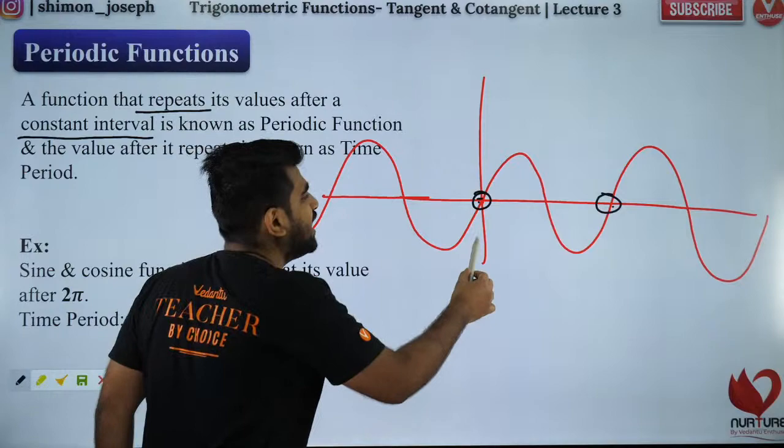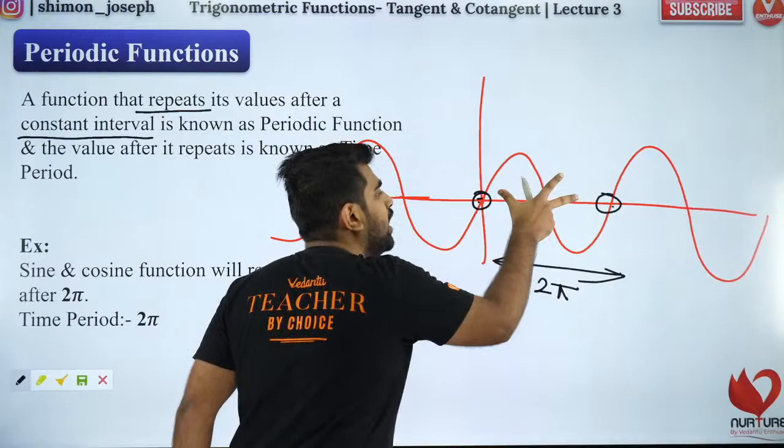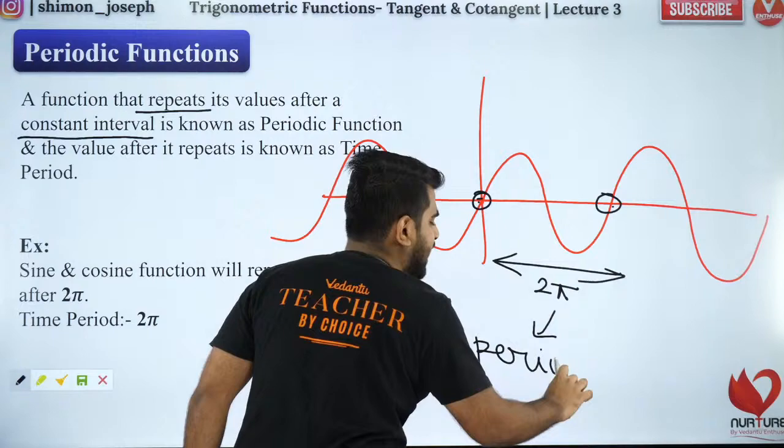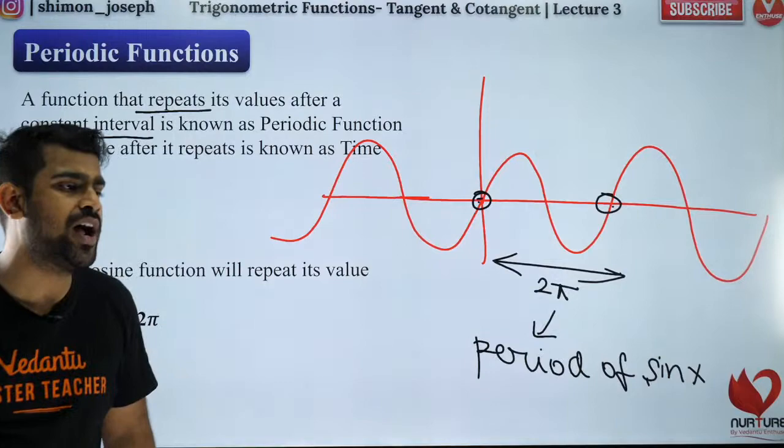So for sine x, the period is 2 pi, because after 2 pi, the function will repeat itself. So 2 pi is called the period of sine x. Are you all cool with that? Is everybody fine with this concept?